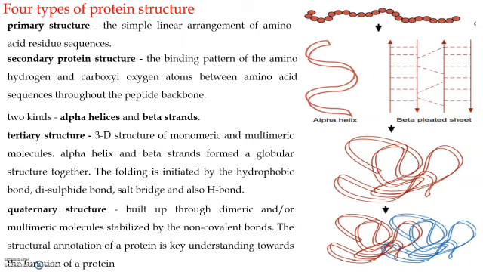The alpha helix consists of a coiled structure with 3 to 6 amino acids per turn. Whereas the beta sheet is a straight chain, consisting of upward or downward strands arranged parallel to each other. And these alpha and beta strands form a globular, 3D structure, which is the tertiary structure of the protein. This fold is initiated by hydrophobic bonds, disulfide bonds, salt bridges, and also hydrogen bonds. The quaternary structure is built up of dimeric or multimeric molecules stabilized by non-covalent bonds. The structural annotation of a protein is key to understanding the function of a protein.